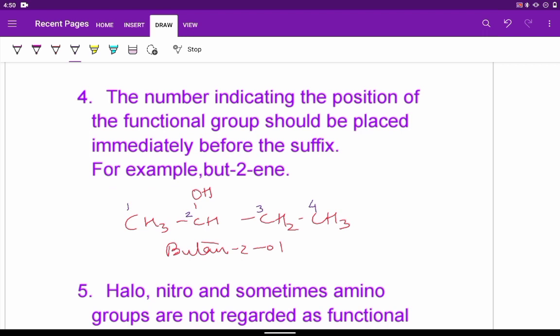As in this case, you see, first we count the number of carbon atoms. There are 4 carbon atoms, 1, 2, 3, 4. We number from this end because we have to give the minimum value to the functional group OH. So OH means it is an alcohol, so the suffix will be ol, and 2 gives the position of the OH group in the carbon chain. So it becomes butan-2-ol.